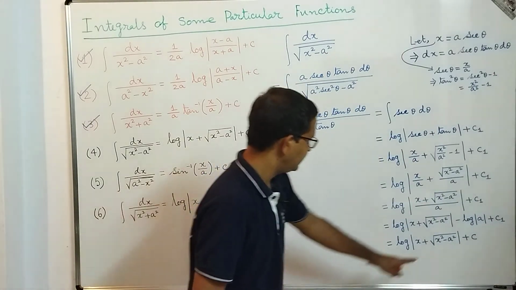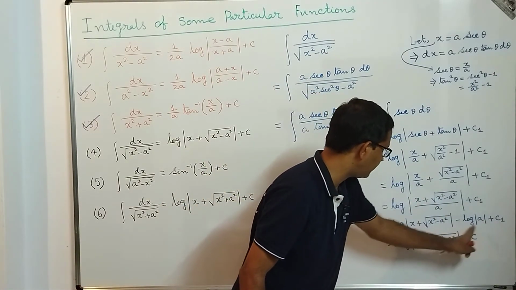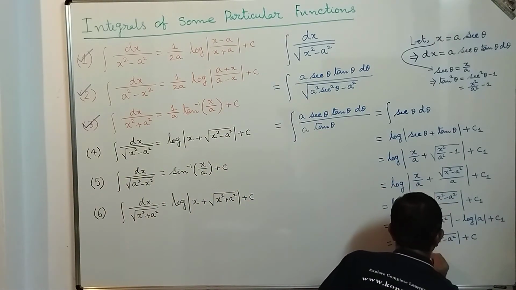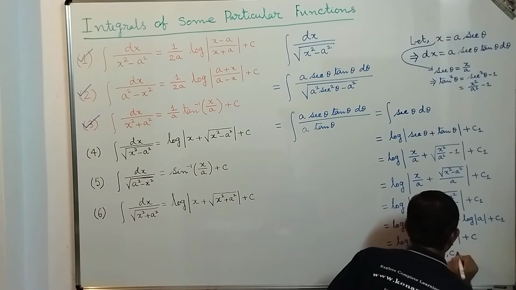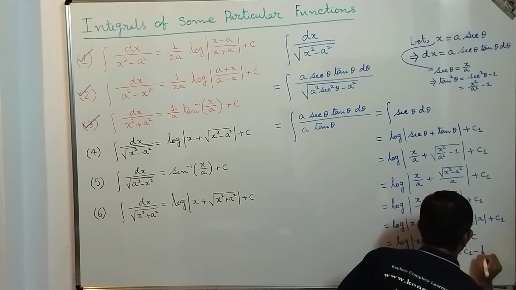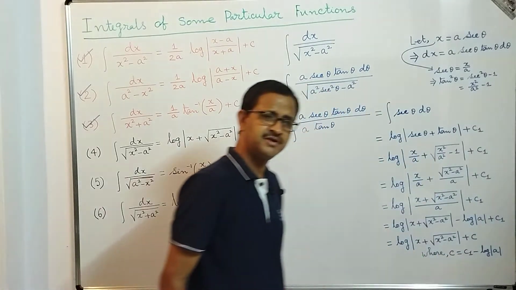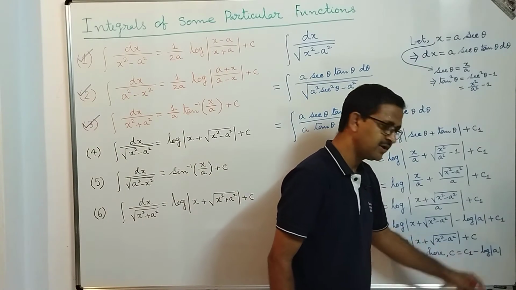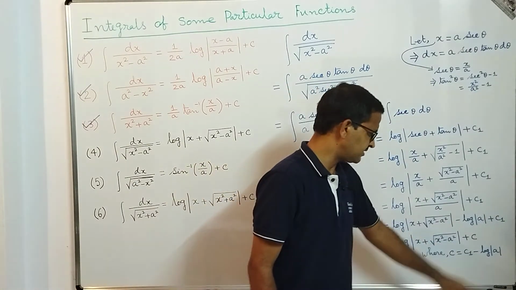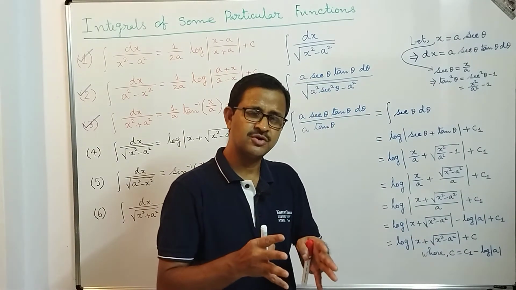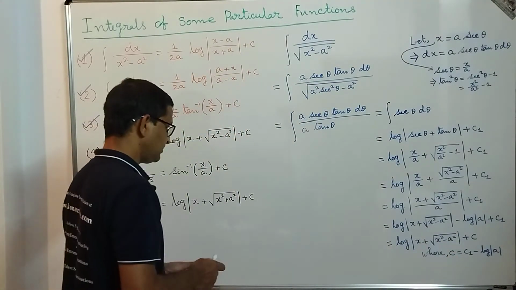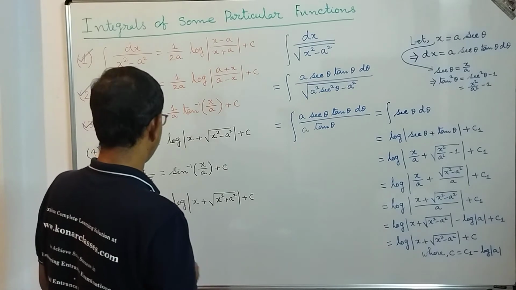What is this C? This C is nothing but C1 minus log of mod a. So we can write that C is equal to C1 minus log of mod a, and that is an integrating constant. Because C1 is an integrating constant and log a is a constant, C1 minus log of mod a is also a constant, and that becomes a new constant C. So this is what we derive for the formula for point 4.